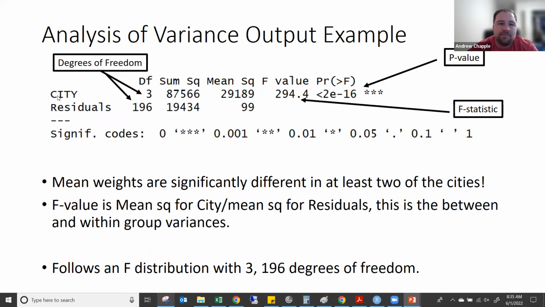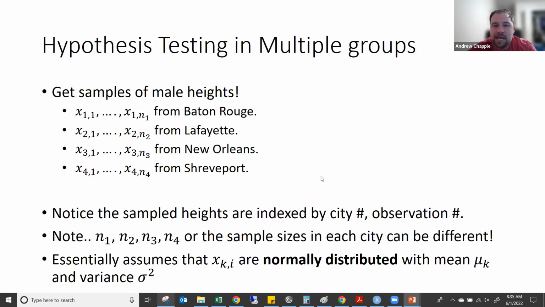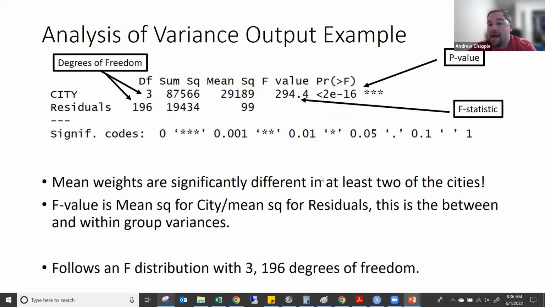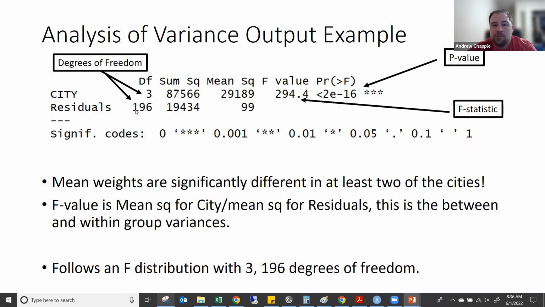Here I'm testing this example, so I actually have the data here. I'm testing, do weights differ by city? I'll show you what the output looks like, and we'll go back into the code and do it ourselves as well. So here I've got a degrees of freedom of 3. That's because I have 4 groups, so 4 minus 1, that's this K minus 1 here. This N minus K is the total number of observations, which is 200, minus the number of groups, which is 4.